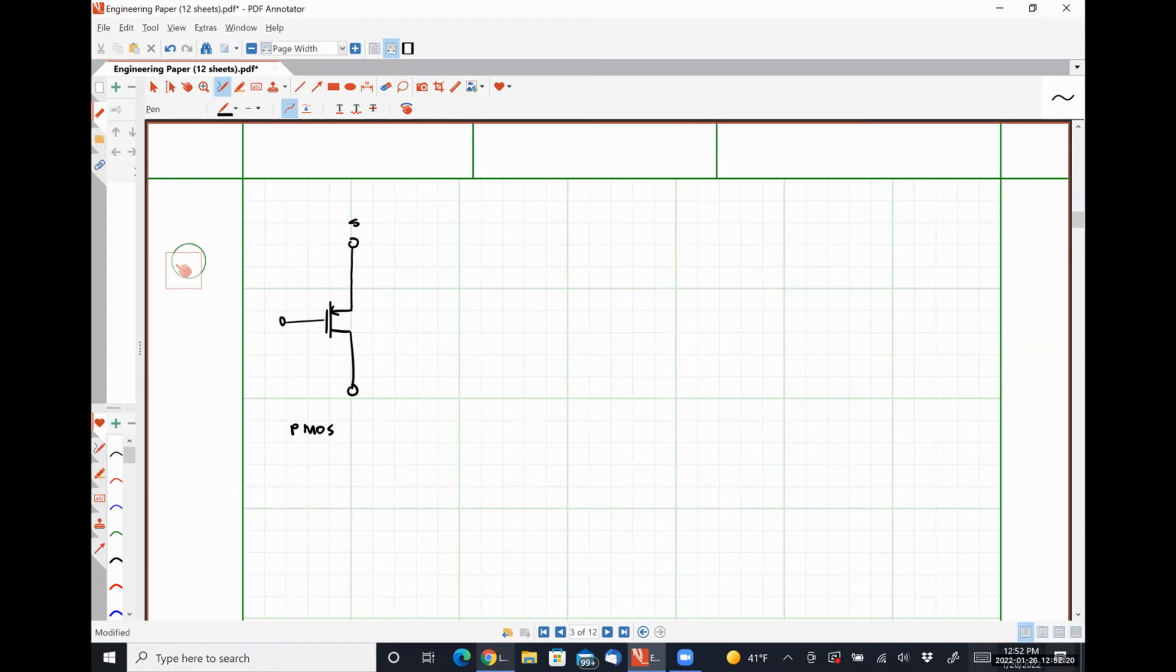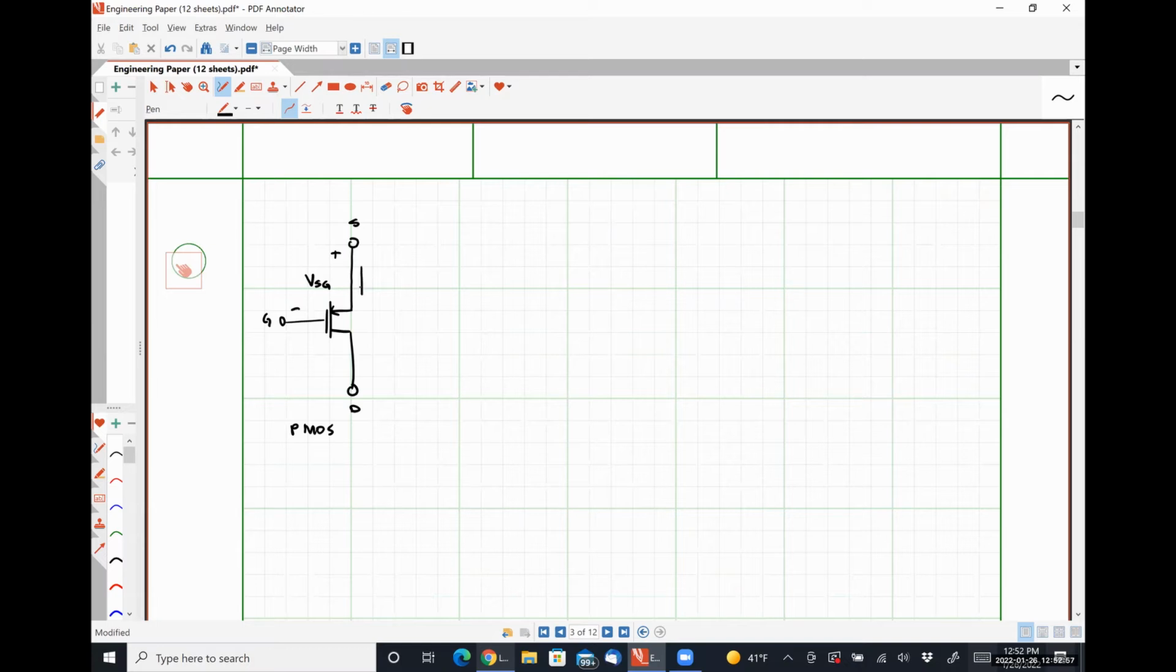This is our source. This is our gate. This is our drain. So the source is at the location of highest potential. And typically speaking, for CMOS devices or integrated circuit devices, the body is tied to the source terminal. So the body is also at the highest potential in the whole thing. We're going to have a controlling voltage then, VSG, that determines how much current flows through the device.